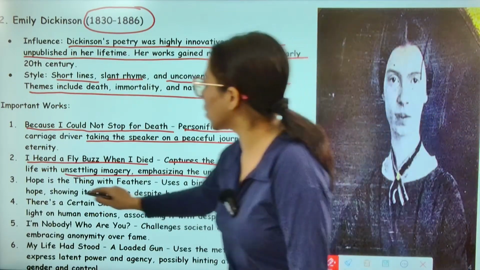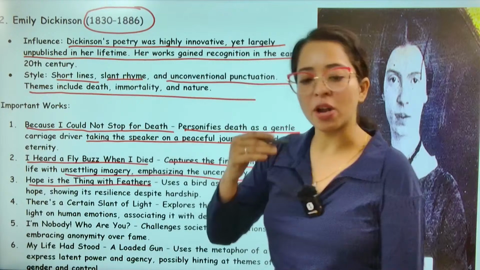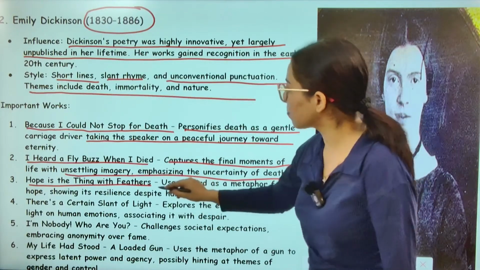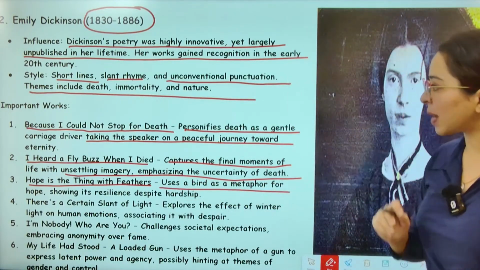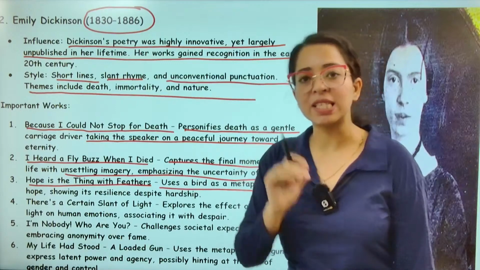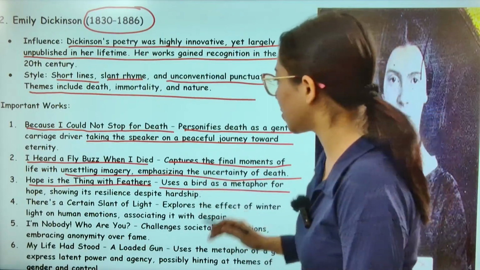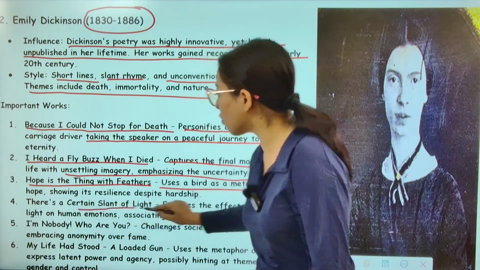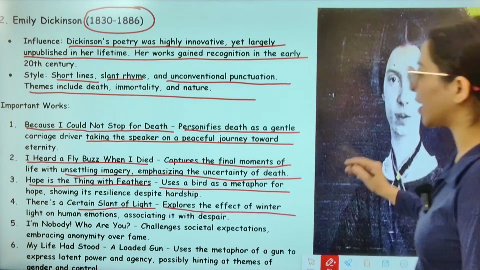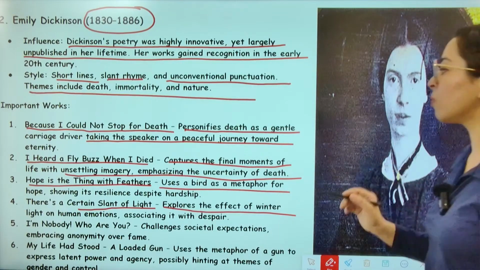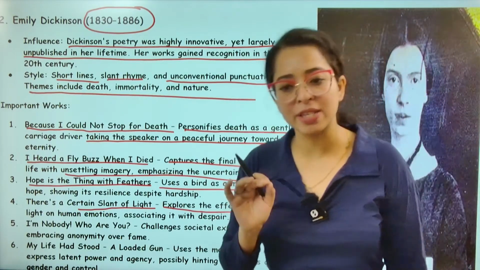Hope is the thing with feathers is another of her works. That poem uses a bird as a metaphor for hope, showing resilience despite a lot of hardship. And There's a certain Slant of light explores the effect of winter light on human emotions, associating it with despair.